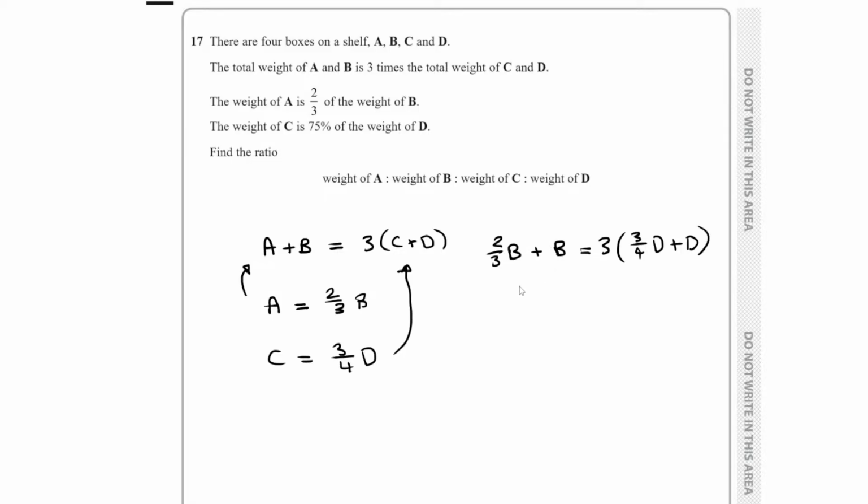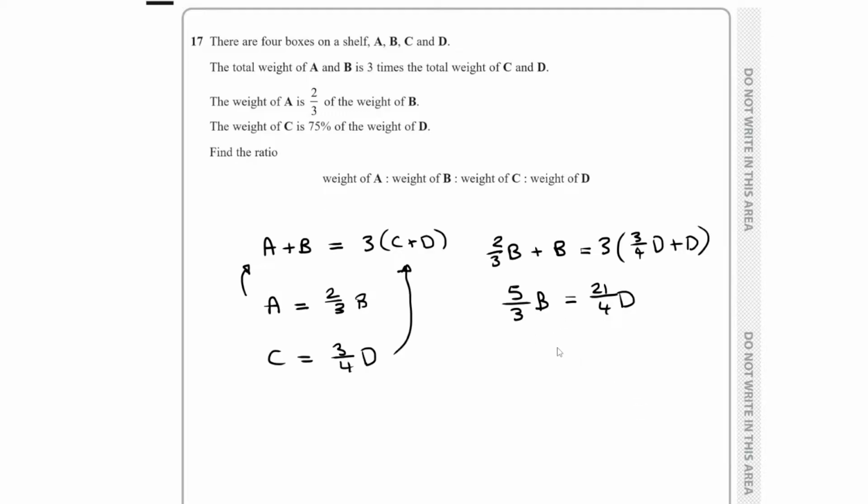So that's like 3/3, that's 5/3, isn't it? You can add this up on your calculator, obviously. Is, what's that? 7/4 times 3, 21/4 D. So you could write that. And then we know that A is 2/3 B, don't we? And we know that C is 3/4 of D. So you can work from there.